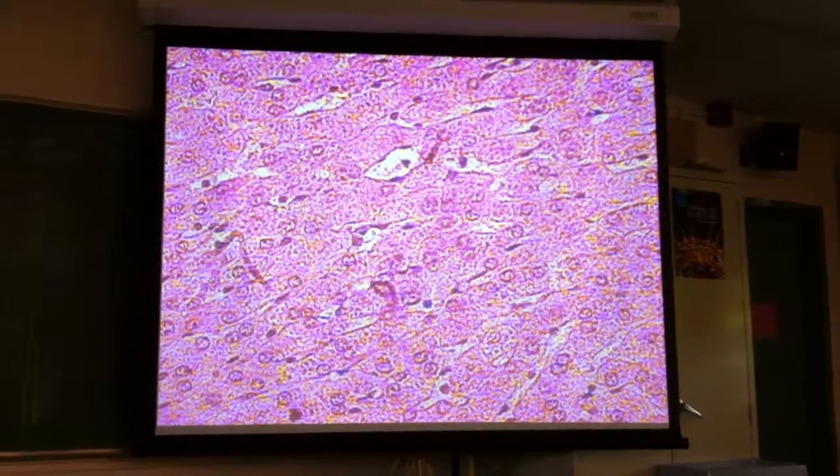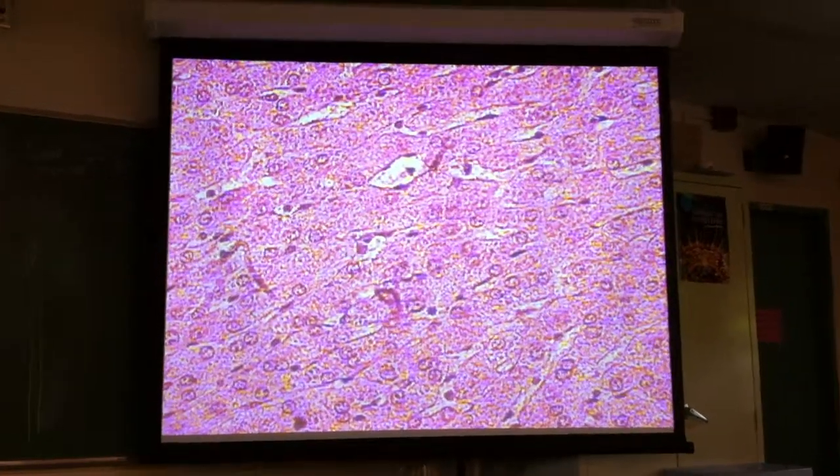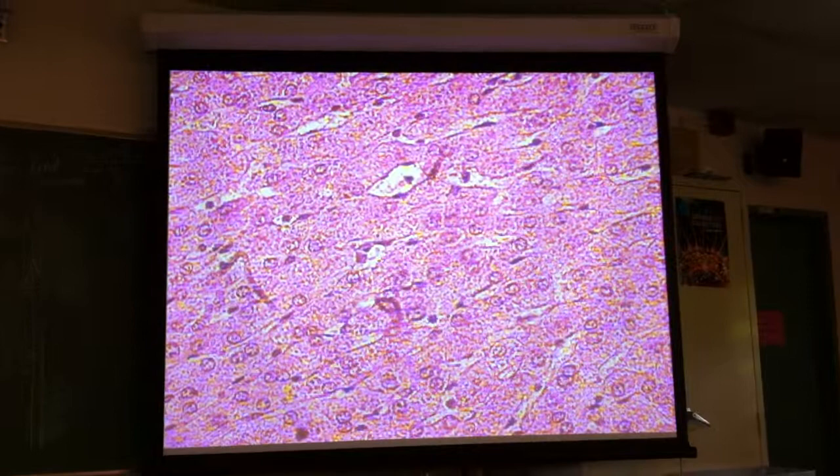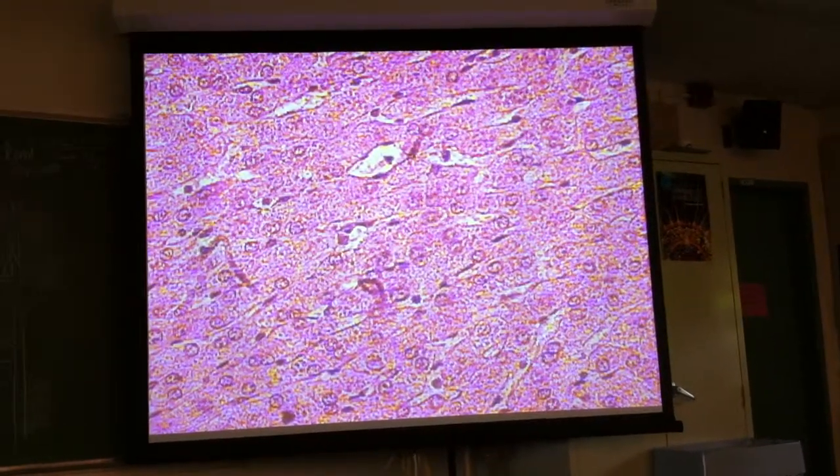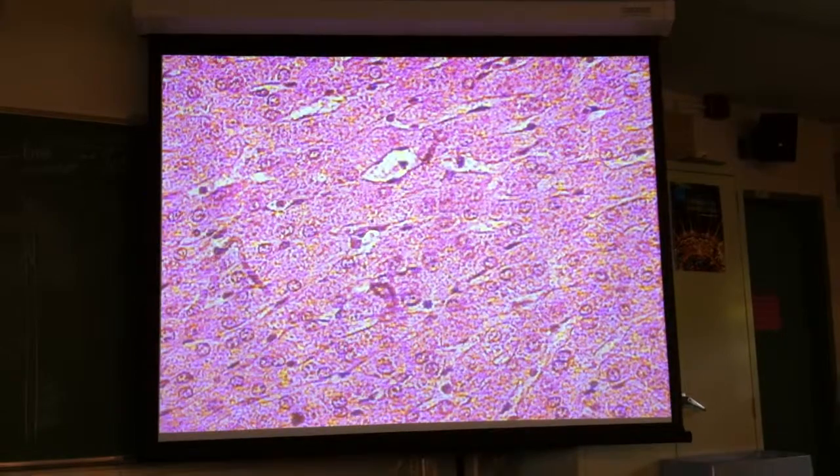And remember, from your blood tracing, it's at the level of the sinusoids where hepatic portal blood mixes with hepatic artery blood, which is very unusual. And then the blood passes through those sinusoids to the center of the lobule to a central vein. And that's what we started out with.